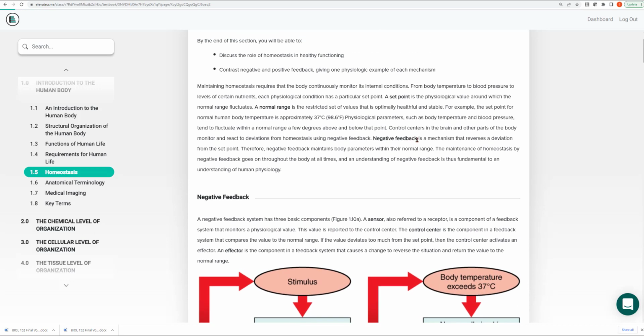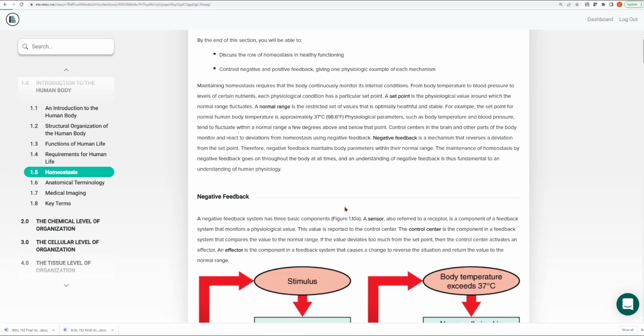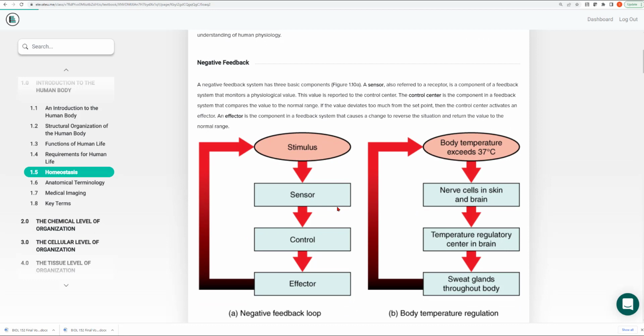Negative feedback is a mechanism that reverses a deviation. So as the temperature gets too high or too low, the heater either turns off or turns on. Same thing is true in your body, right? Your body temperature, if it exceeds 37 degrees, right?